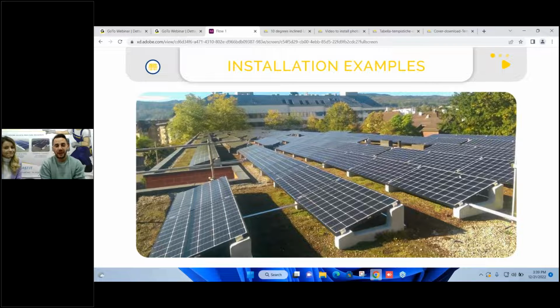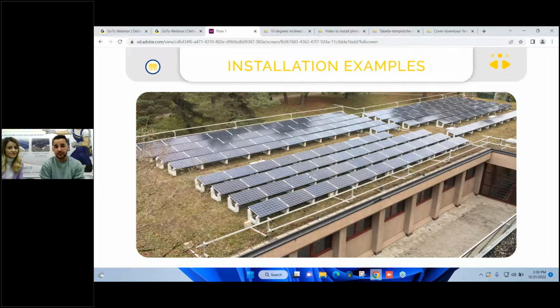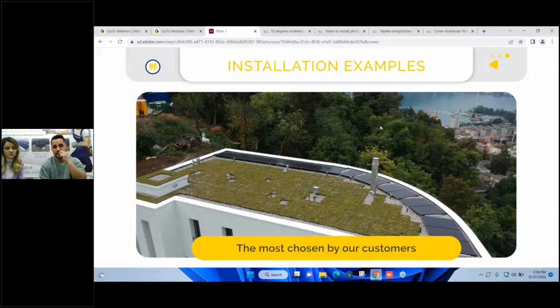So it's no issue. Here you have an installation example on a green roof. It's a school in Germany, if I'm not wrong. Yeah, correct, this is an installation in Germany. Of course, this is another installation with gravel and green. Definitely, you can add gravel if you want.